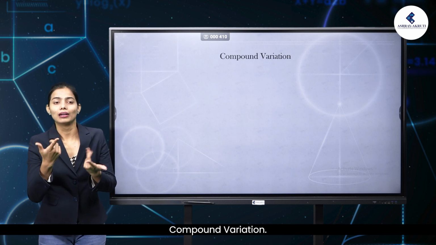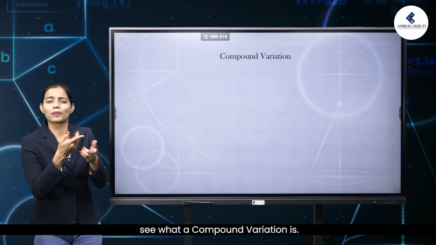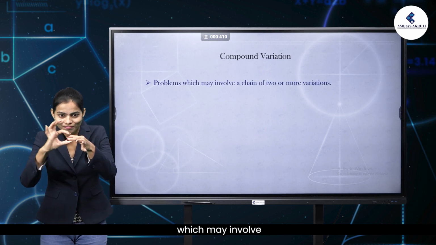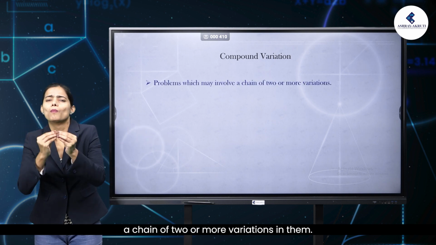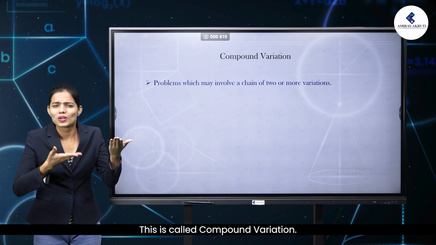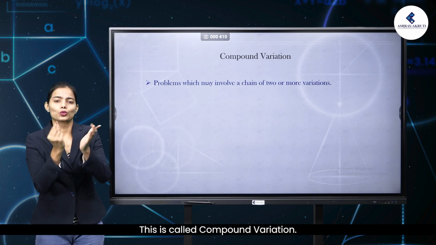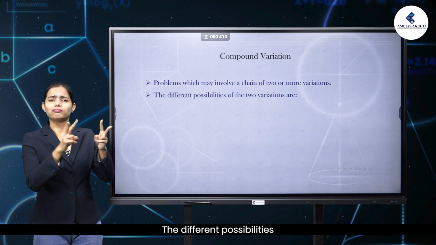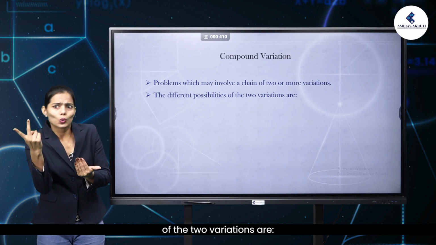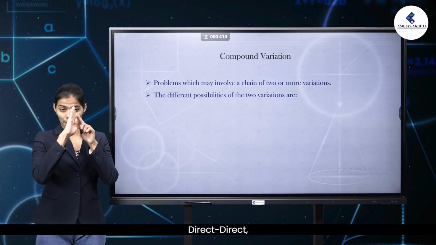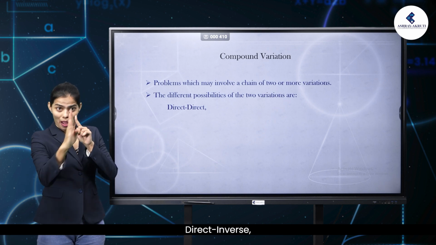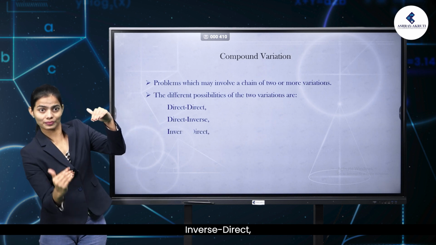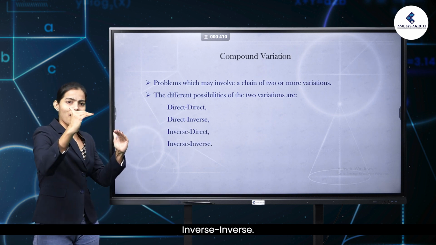Compound variation. Let's now see what a compound variation is. There will be problems which may involve a chain of two or more variations in them. This is called compound variation. The different possibilities of the two variations are direct-direct, direct-inverse, inverse-direct, inverse-inverse.